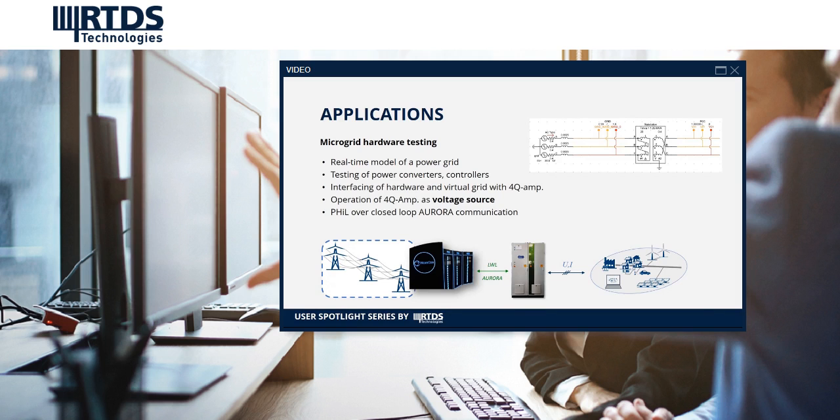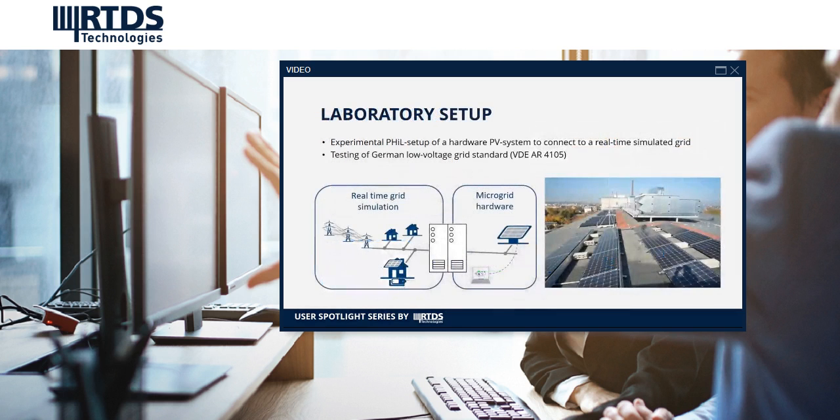Interfacing again is implemented by the 4-quadrant amplifier, which is operated as a voltage source in this case, to form the grid. And this type of application I want to show you in more detail in the next few minutes, using the example of a hardware PV system that feeds into a real-time simulated grid. The basic idea is to connect the 17 kilowatt rooftop PV system, which is part of the microgrid hardware, to a simulated grid via power hardware in the loop simulation.